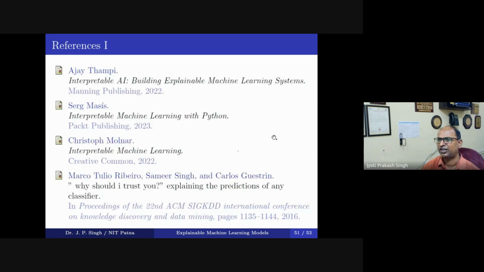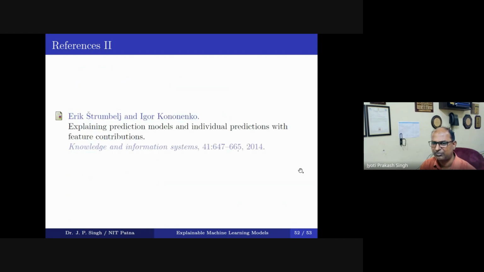So that's all. If this topic looks interesting to you, these are some books. In fact, this book by Christoph Molnar is available free because it is under a Creative Commons license. So you can download it from the website. And the other books are also available in the market, so you can go through them. That's all from my side.